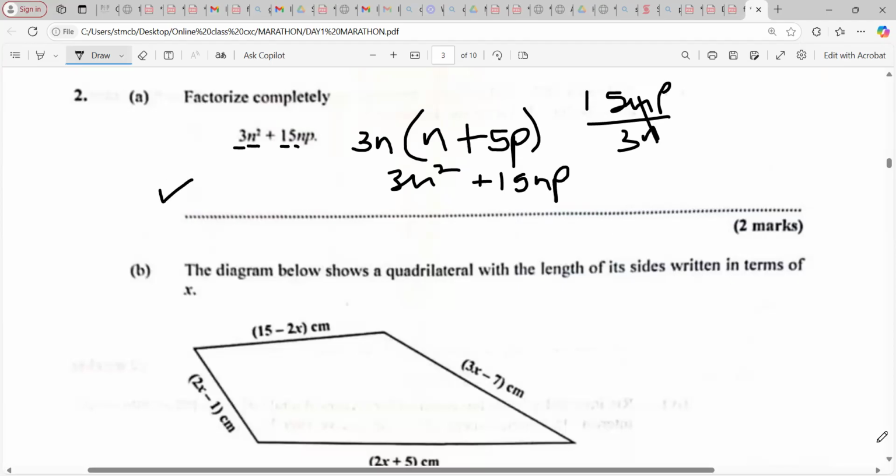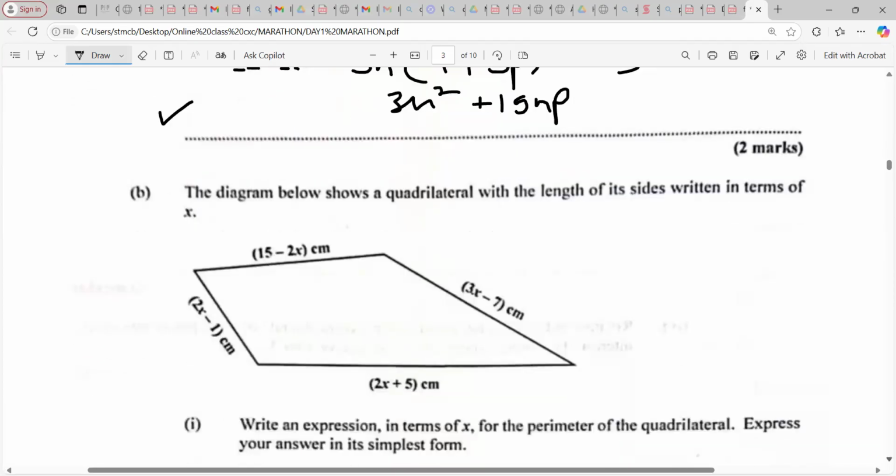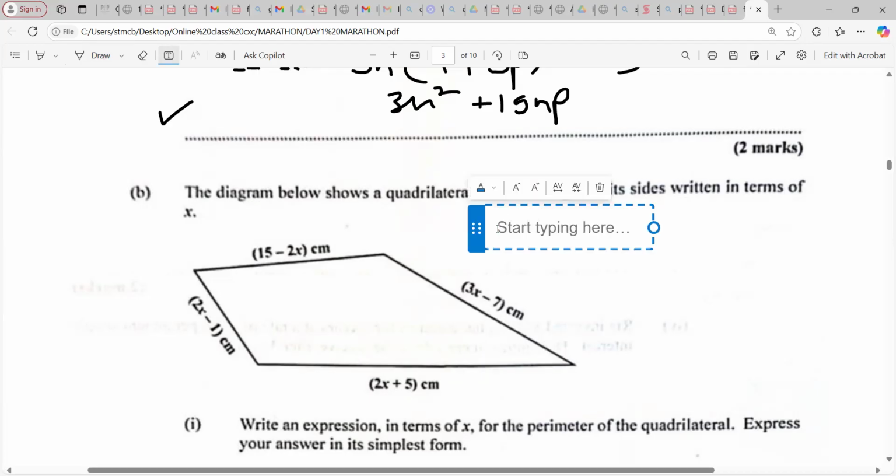Next one now is: the diagram below shows a quadrilateral with the length of its sides written in terms of x. Write an expression in terms of x for the perimeter of the quadrilateral. Express your answer in its simplest form. Now we know that perimeter means the total distance around. So all we have to do is just add up them here. Let's start off with the terms with x up front.